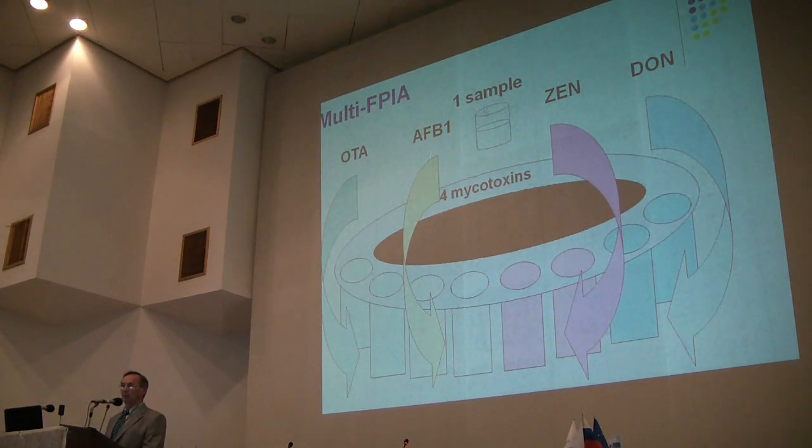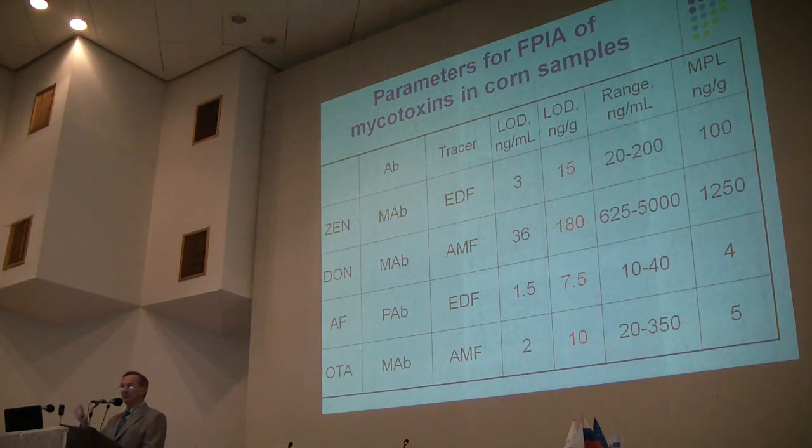For example, in our laboratory now we optimize conditions to take one sample and detect mycotoxins, distributing this sample in duplicate in 8 different tubes. That's all. After that, automatically add different tracer, different antibody, mix and measure. Total time is several seconds. It depends on how you dispense your reagent or how you automate this process. And here we summarize parameters for fluorescence polarization immunoassay of mycotoxins in corn samples.